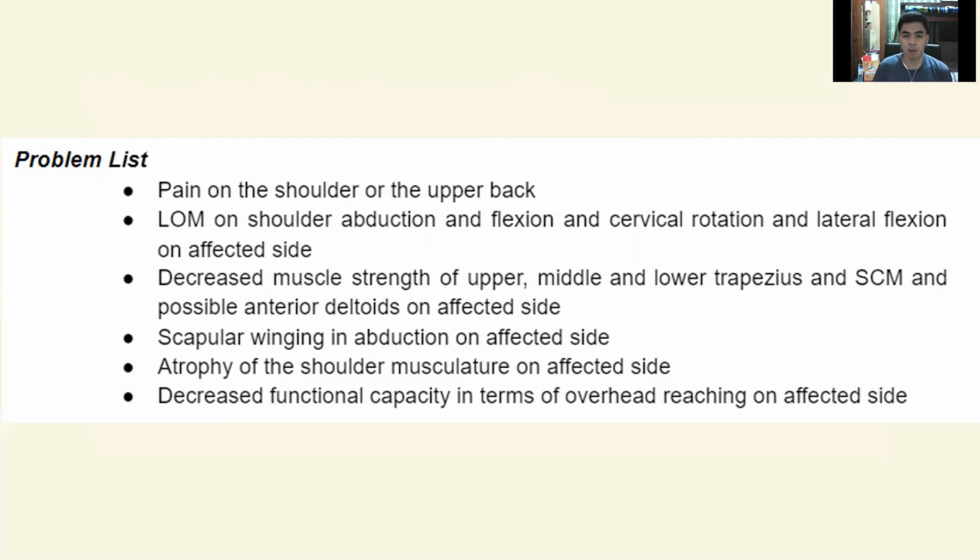There is also decreased muscle strength of the upper, middle, and lower trapezius and SCM, and possibly the anterior deltoids of the affected side. There's also scapular winging in abduction on the affected side, atrophy of the shoulder musculature on the affected side, and of course decreased functional capacity in terms of overhead reaching on the affected side.